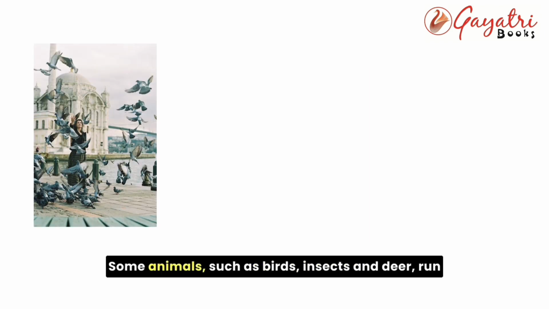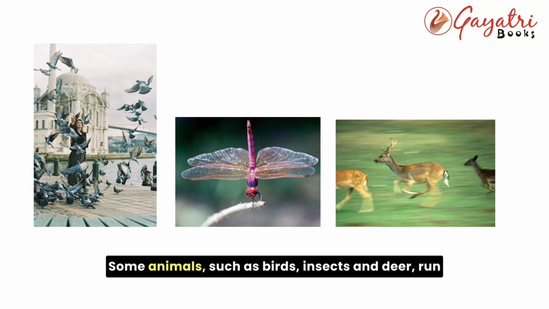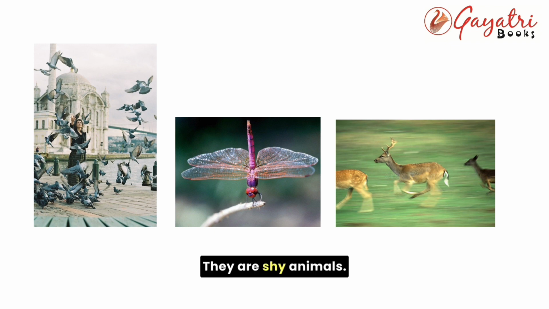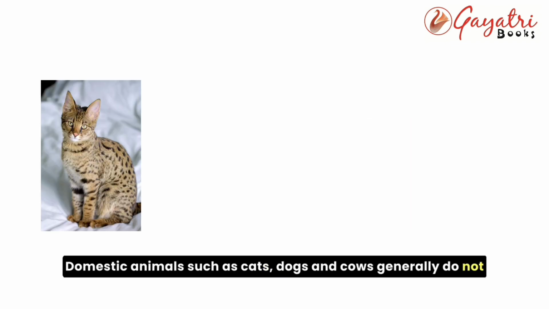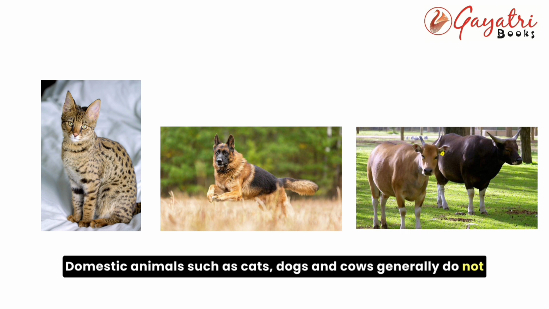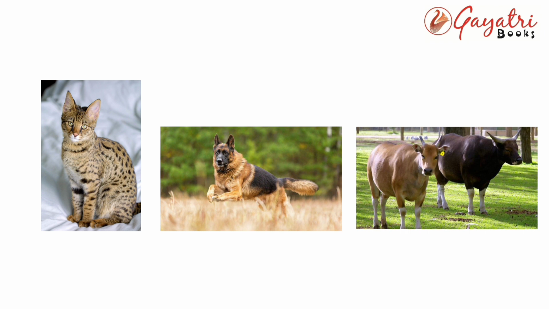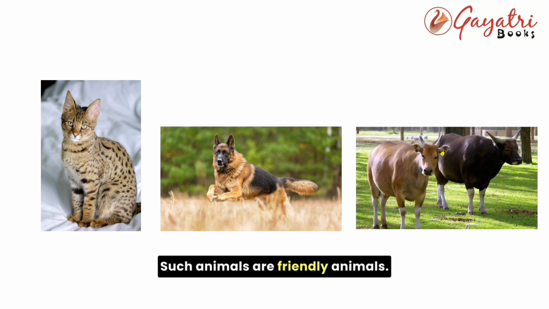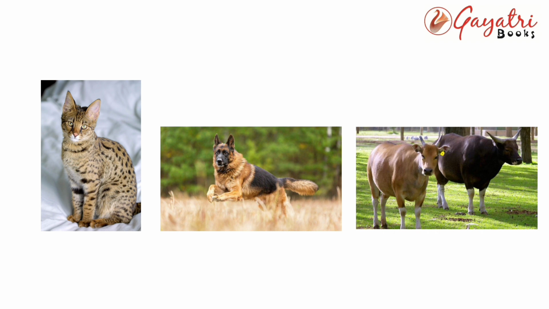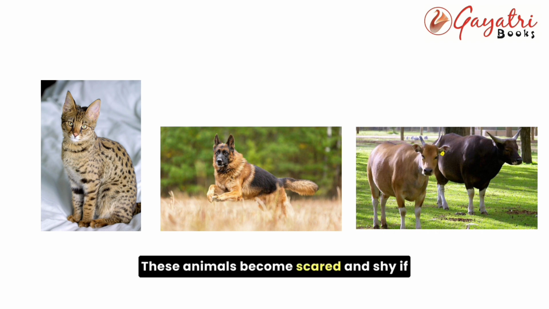Animals' behavior: some animals such as birds, insects and deer run away quickly on seeing us or hearing any sound. They are shy animals. Domestic animals such as cats, dogs and cows generally do not run away when they see us coming close to them. Such animals are friendly animals. Friendly animals come close to us only when we are kind to them and love them. These animals become scared and shy if we are cruel or unkind to them.